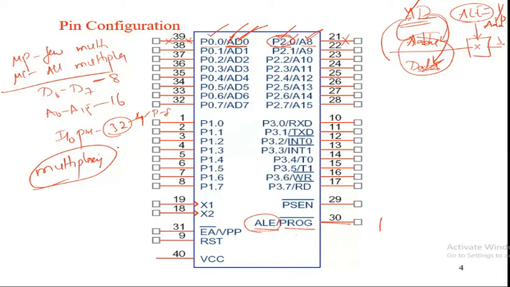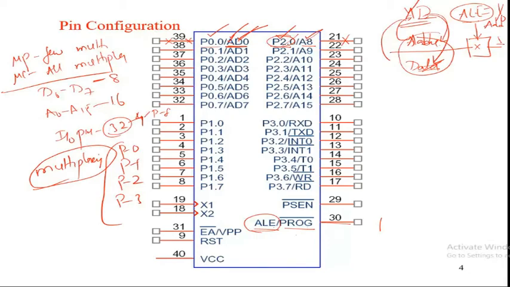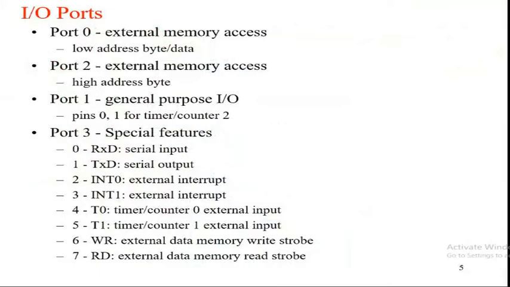As we studied, there are 4 ports: port 0, port 1, port 2, and port 3. These are very important, and you have to know them. Why? Because with the help of these ports we interface different peripherals and implement different programs. We are studying the architecture of different peripheral devices interfaced to this 8051 microcontroller. First we will see the ports, skipping from the pin configuration to the IO ports.